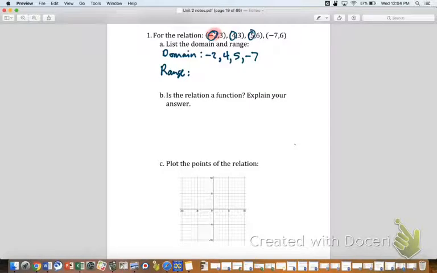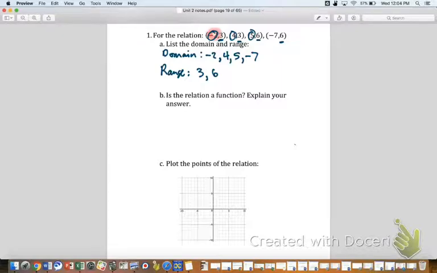So your domain is simply a listing of all the x values. It really is that simple. And your range is the list of all the y values. Here in the range, there are 2 different 3s and 2 different 6s. We don't have to list them twice. We just say the range involves a 3 and a 6. You could say 3 and 3 and 6 and 6, and I don't think I'd mark you off for that, but there's no reason to list them twice. Okay, so question number 1, or A, is fairly simple.